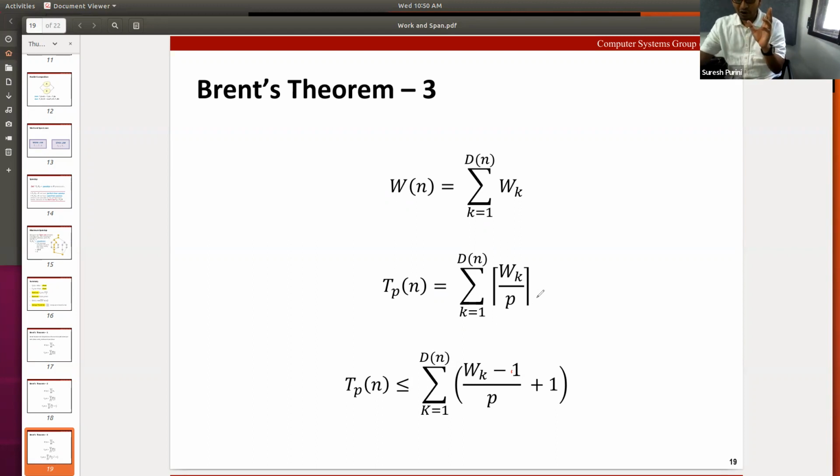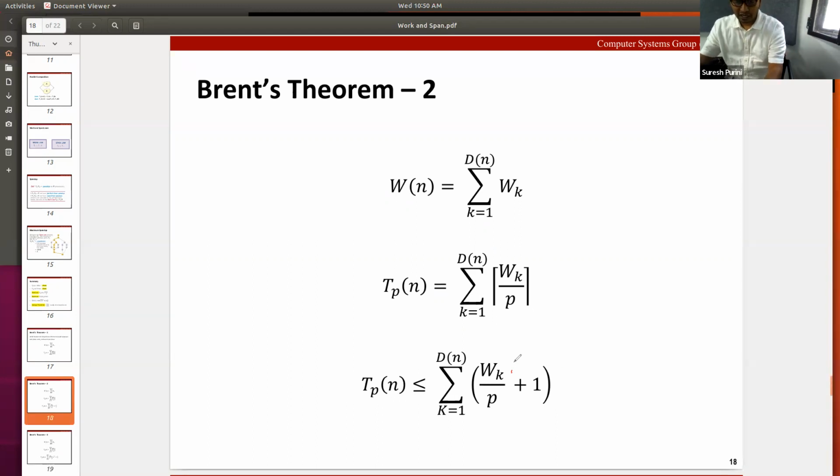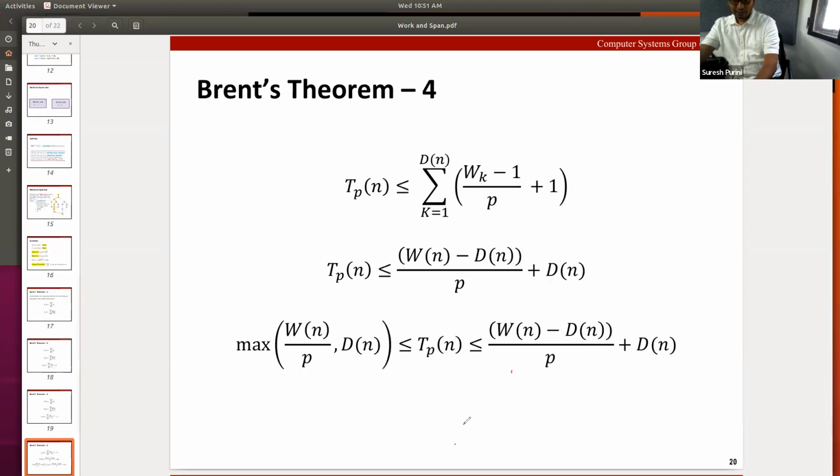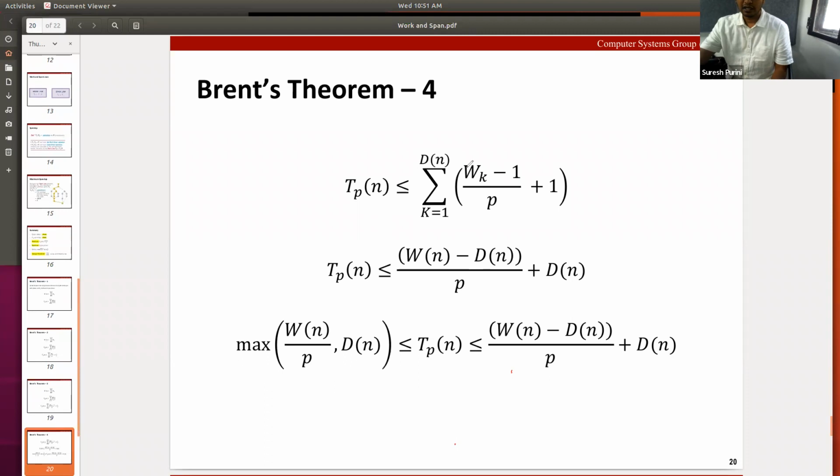Don't worry too much. All it says is, I'm not sure about this, but when you remove this ceiling here, the upper bound turns out to be this: wk minus 1 by p plus 1. This is what we have. And when we expand this summation, we get this. Okay, it makes sense, right?